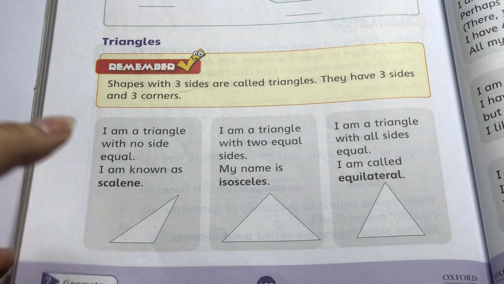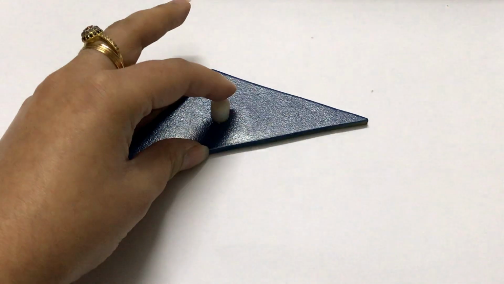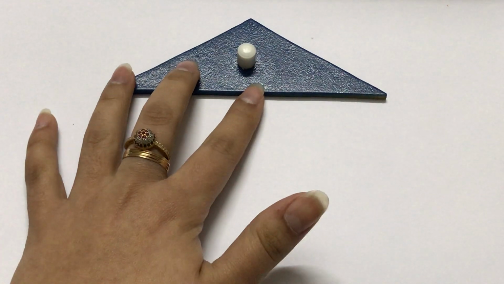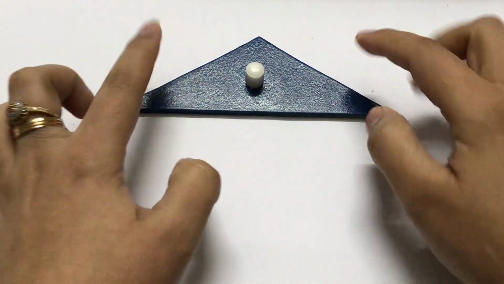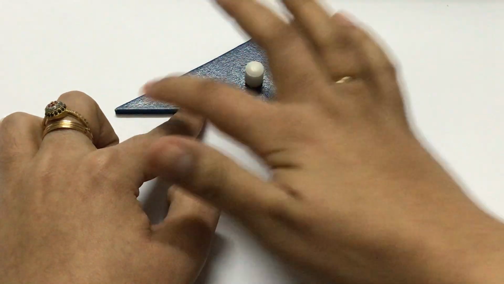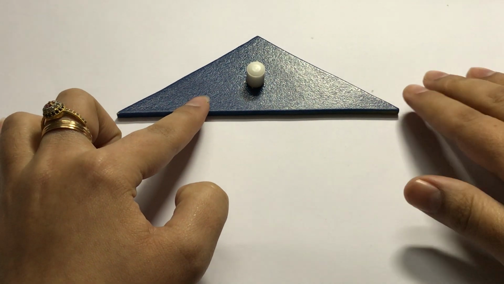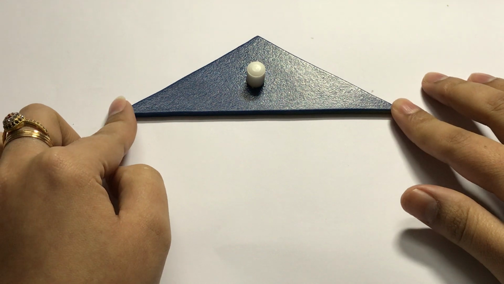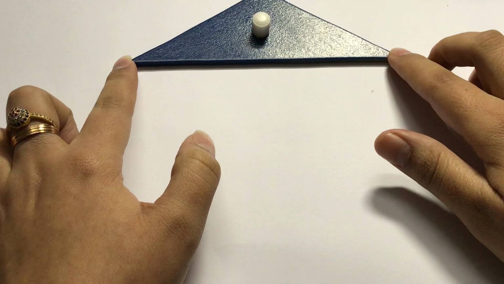Now let's quickly review what we have learnt in this lesson. We have learnt about triangles. A triangle is a shape that has 3 sides, 1, 2 and 3 sides, and 1, 2 and 3 corners, right? A shape that has 3 sides and 3 corners is known as a triangle.